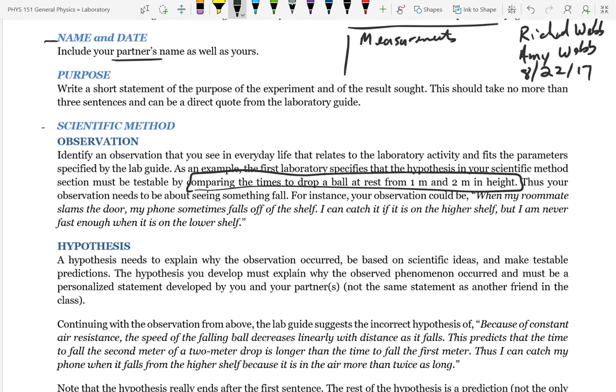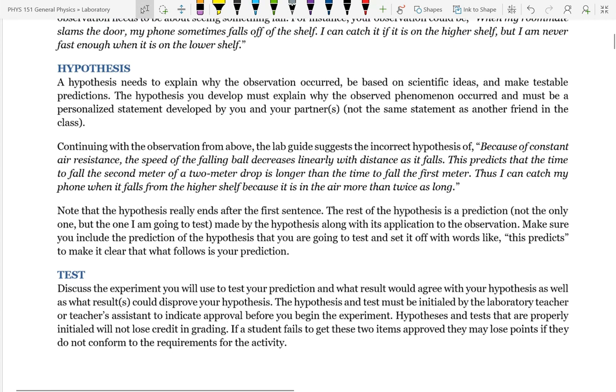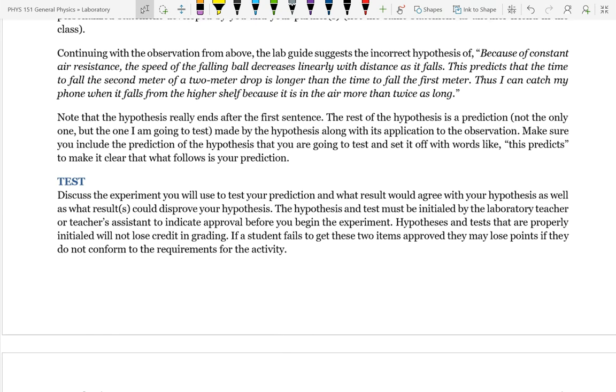And then my hypothesis would be something to explain that. So because of a constant, and the hypothesis is absolutely wrong here. Your hypothesis can be wrong. I want you to try, but I'm not going to grade you on having a wrong hypothesis. I mean, science is built on wrong hypotheses. You get a wrong hypothesis, you test it, you find it's wrong, and you get better and better. So because of the constant air resistance, the speed of the falling ball decreases linearly with distance as it falls, this predicts the time. Anyone who knows much physics can see that's palpably wrong, but it makes predictions.